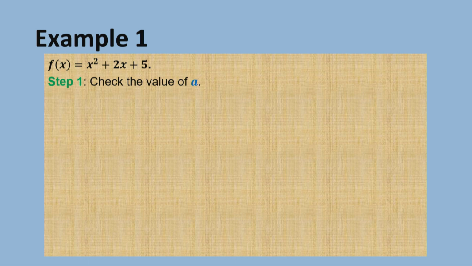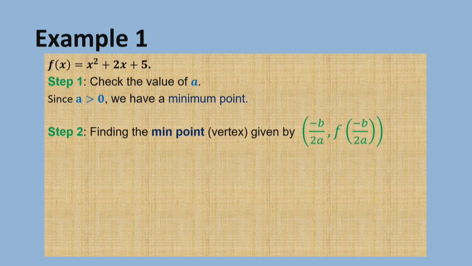So, let's take the first example. We are given that f(x) = x² + 2x + 5. Step 1, you're going to check the value of a. Remember, if a is positive, we have a minimum. Here a is greater than 0 because the value of a is 1, so we have a minimum point. Now, step 2, how do we find the minimum point? Well, we need to use the formula.